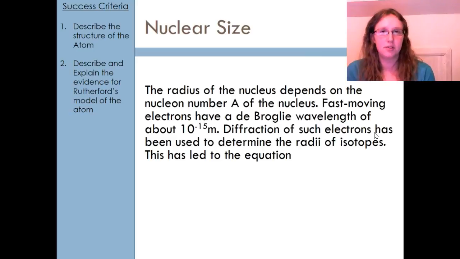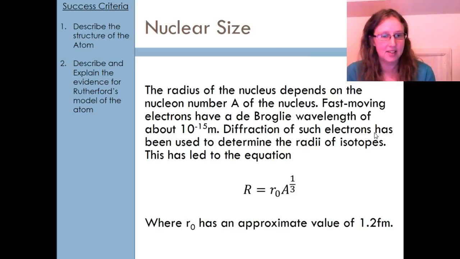So by doing lots of electron diffraction, we've been able to measure the radius of atomic nuclei, and by doing that we've come up with this equation. We've found that the radius of an atomic nucleus is equal to r0 times A, the nucleon number, to the power of 1/3, where r0 has an approximate value of 1.2 femtometers. So if you imagine that we just had hydrogen, so 1 proton, then 1 to the power of a third would basically mean that the radius was equal to r0. And using this equation, we can calculate an approximation of the radius of a nucleus, assuming that we know the number of nucleons, which is going to be very, very useful.